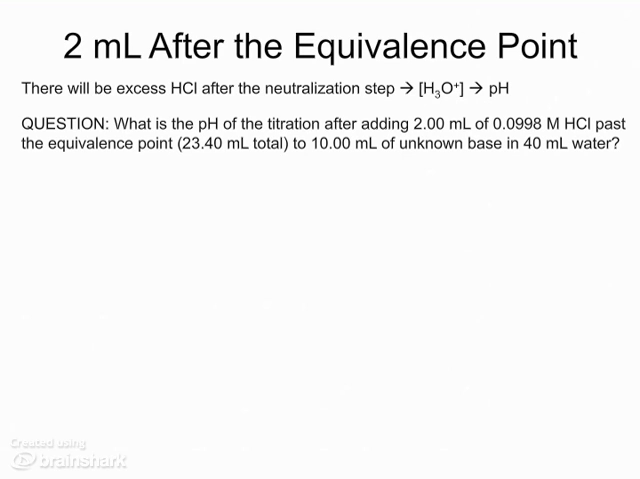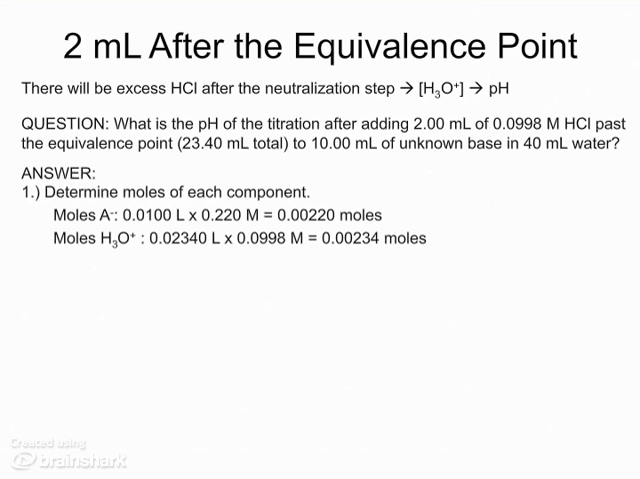Now we want to calculate the pH 2 milliliters after the equivalence point. We will have excess HCl after the neutralization step, so we can convert this to the concentration of H3O+ and then get the pH. So we want to know the pH of the titration after adding 2 milliliters of 0.0998 molar HCl past the equivalence point. So at this point we've added 23.40 mL total to 10 milliliters of unknown base in 40 mL of water.